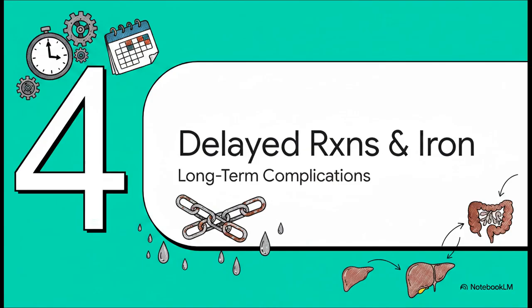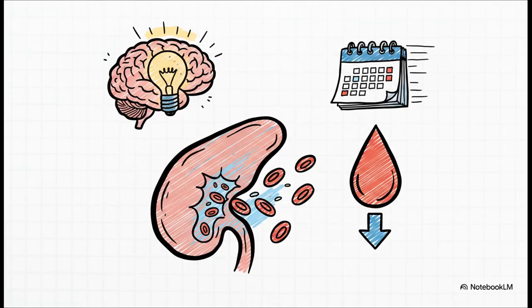Section 4. Delayed reactions and iron overload. We're shifting gears here to complications that pop up long after the patient has actually left the transfusion bay. This really tests your long-term follow-up knowledge. So, the delayed hemolytic transfusion reaction, or DHTR. This is an anamnestic, meaning a memory, immune response to minor red blood cell antigens, things like Rh or Kidd.